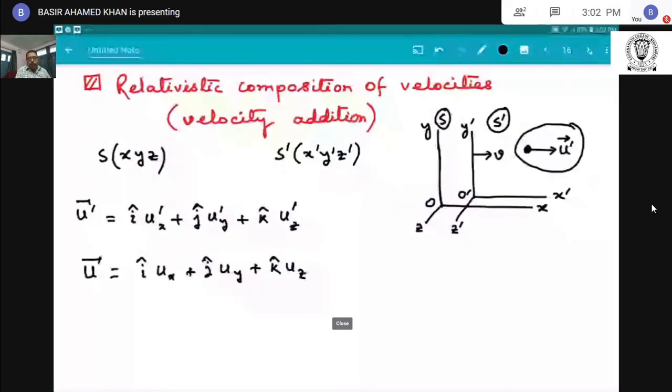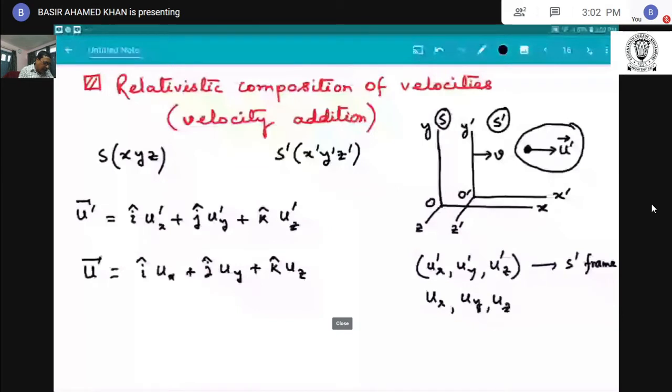u x dash, u y dash, u z dash are the velocity components of the particle with respect to S dash frame, and u x, u y, u z are respectively the velocity components of the particle with respect to S frame.